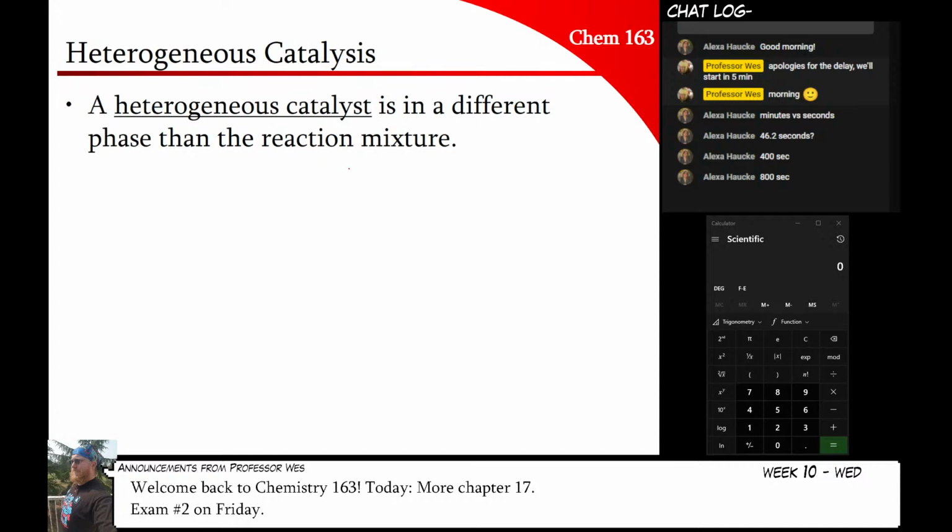A heterogeneous catalyst can be more efficient. Typically speaking, heterogeneous catalysis involves surfaces. You're going to have your reaction that's in some phase.